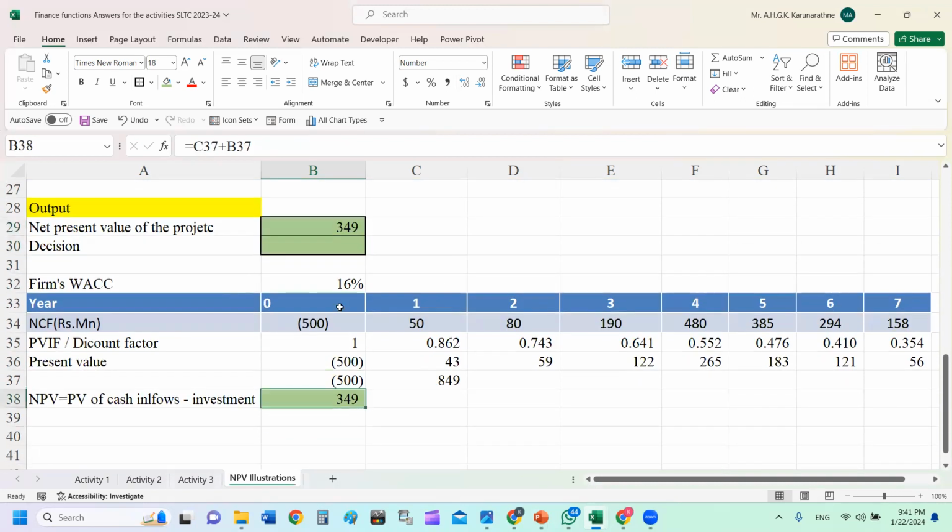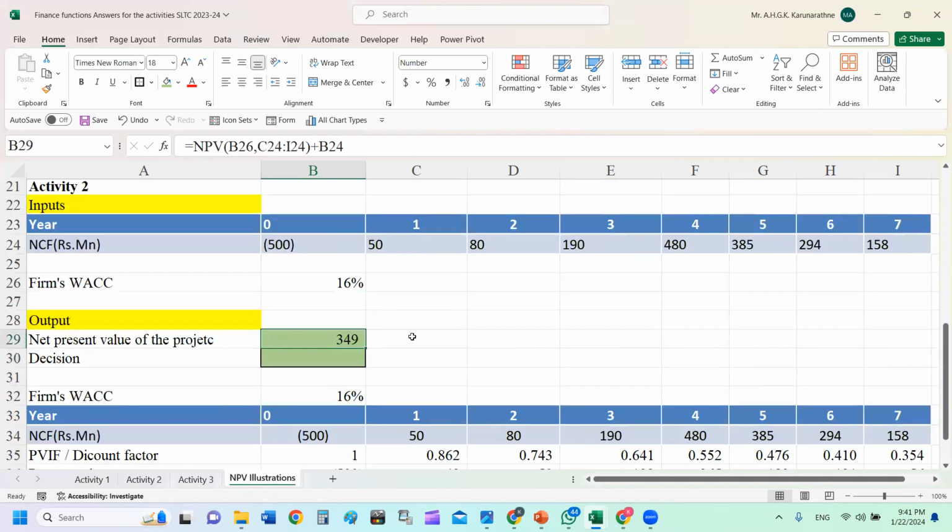Then the decision. Once we come to a decision manually, we can let Excel give the recommendation. We write the formula.